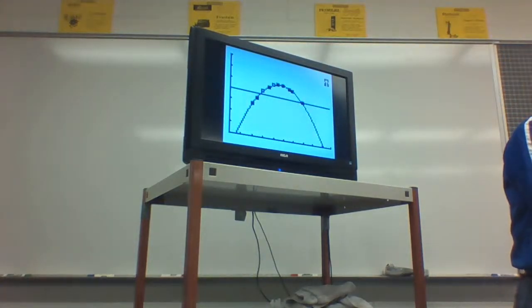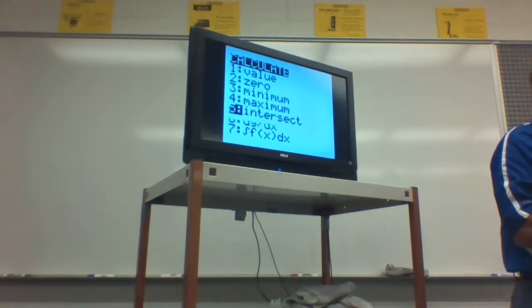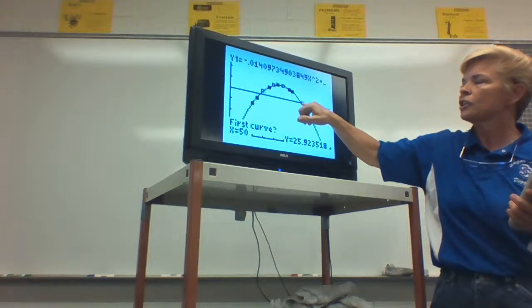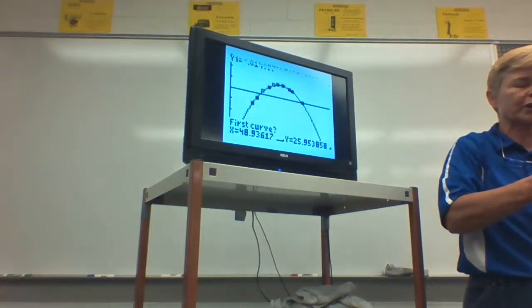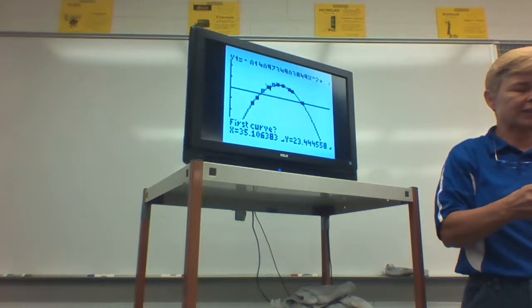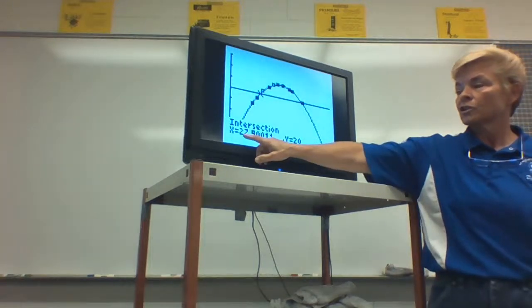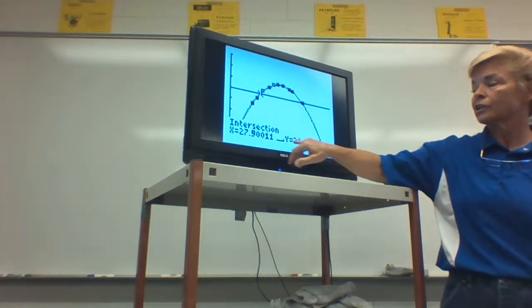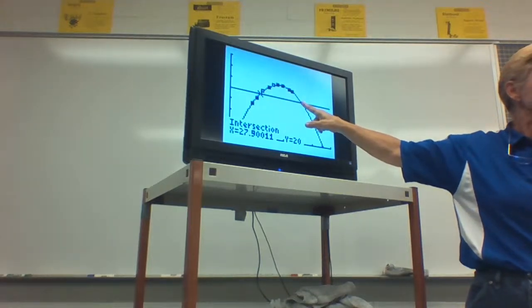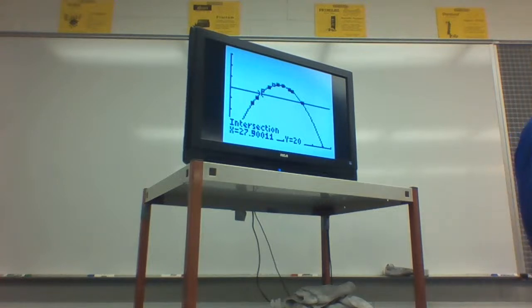Go second, trace, and intersect. Get your cursor closer to which one of these you want. I want the slower one. I'm just showing you. Get it closer to that one. Just get it closer than the other one and hit enter, enter, enter. The answer is 28 miles an hour will get you 20 miles per gallon. It'll also happen over here at more than 50 miles an hour. You can find that one as well by doing an intersect.